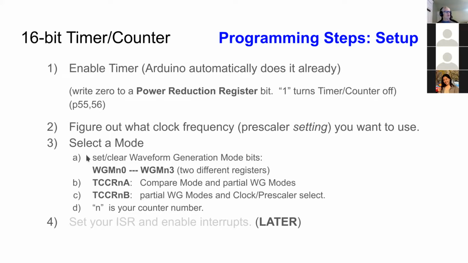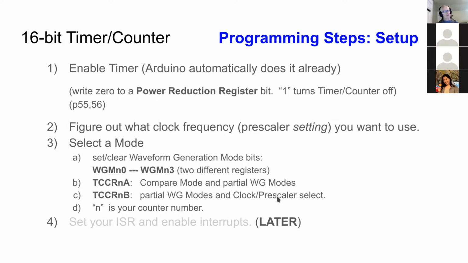And so in order to do that, you have to look up how to set these 5 waveform generation mode bits. And you saw that table there. So there's a magic combination of those bits, but those bits are spread onto 2 different registers. They're not in the same register. So you have to set some of them on register A and some of them on register B. And then you also have to set the compare mode, which is toggling.